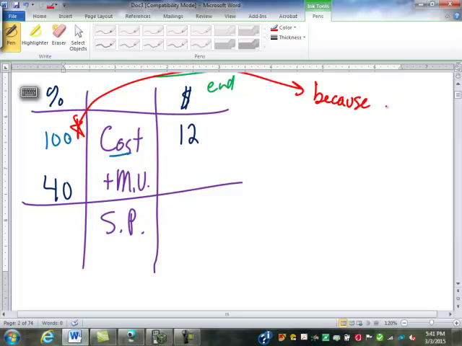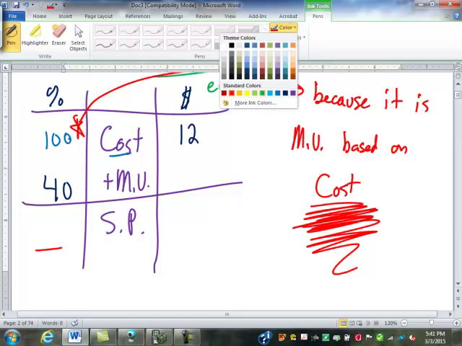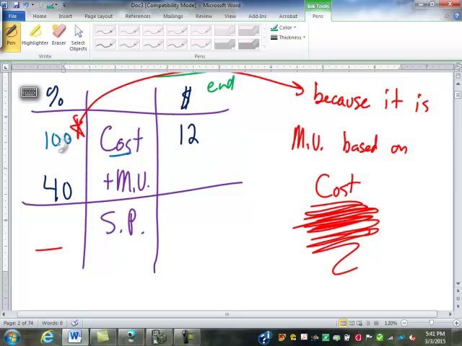The 100% goes there because it is markup based on cost. In a few minutes, we're going to talk about markup based on selling price. Where do you think the 100% is going to go then? Selling price. Yeah. So anyway, for right now, it's markup based on cost. The 100% goes on the cost.